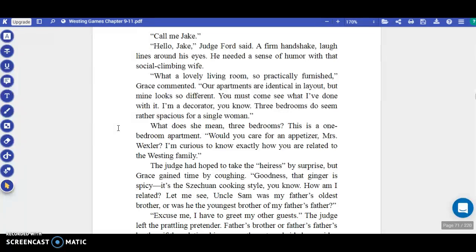What does she mean 3 bedrooms? This is a 1-bedroom apartment. Notice this is in quotation marks, so we're actually in Judge Ford's head right here, okay?